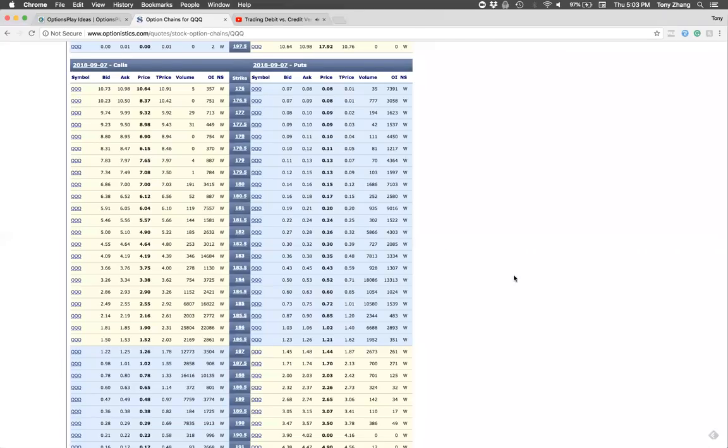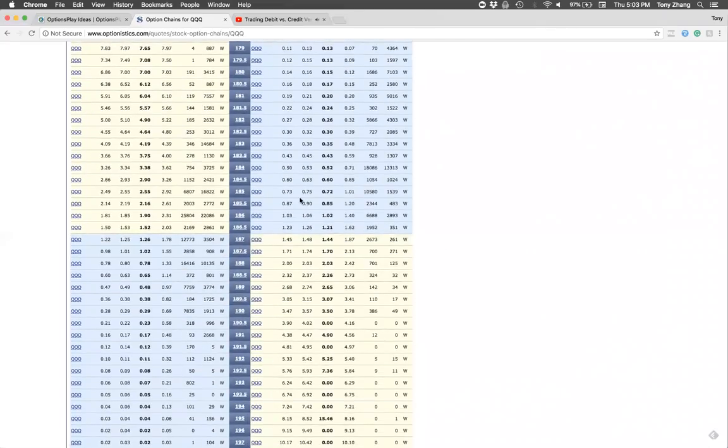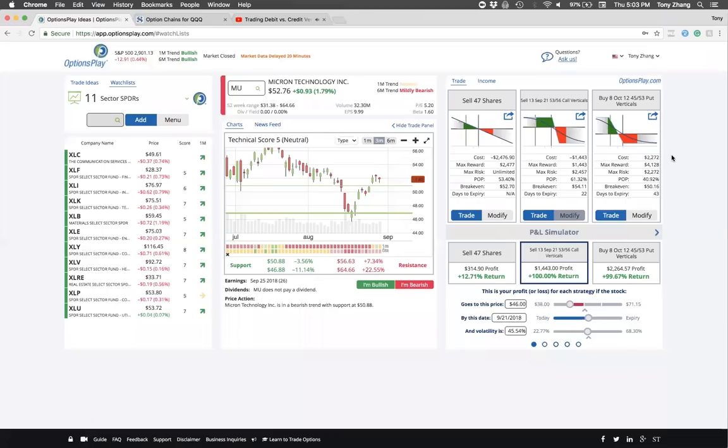If you trade using the option chains, you can't compare a debit spread to a credit spread. Certainly can't do it side by side. And even if you could do these back of the envelope calculations on your own, it's really difficult to do them side by side. So that's really why we built this tool in this way, so that it allows you to compare the two strategies and really see which one's best suited for you.